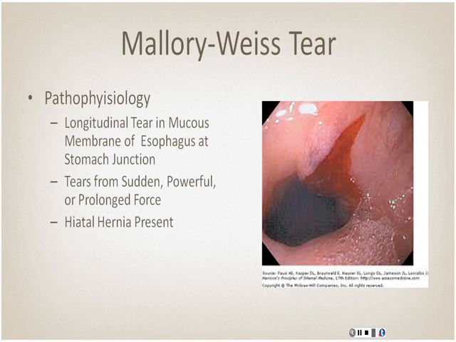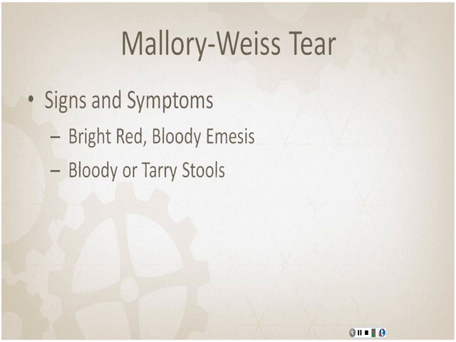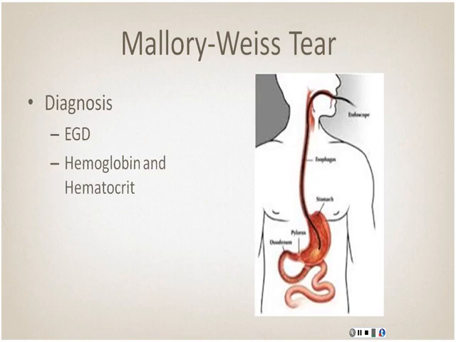So for Mallory-Weiss tear, this is a longitudinal tear in the mucosal membrane of the esophagus at the stomach junction. It tears from sudden or powerful or prolonged force. This can be because of coughing or vomiting, seizures, or we can actually create these when we do CPR as well. In most patients, a hiatal hernia is present with Mallory-Weiss tears.